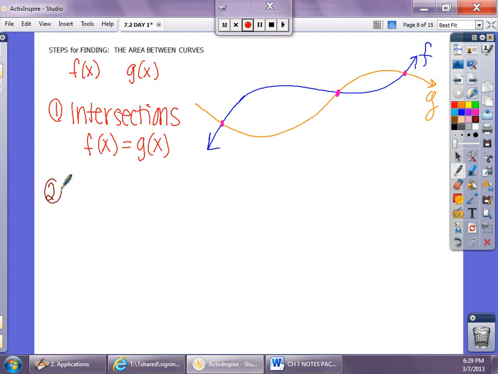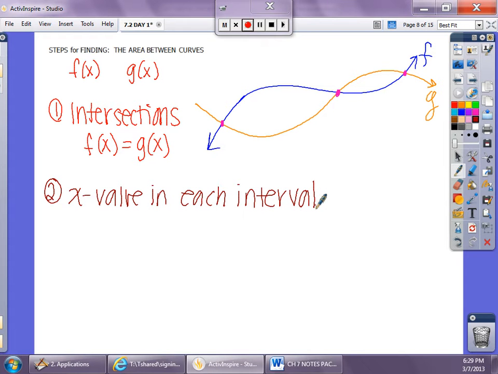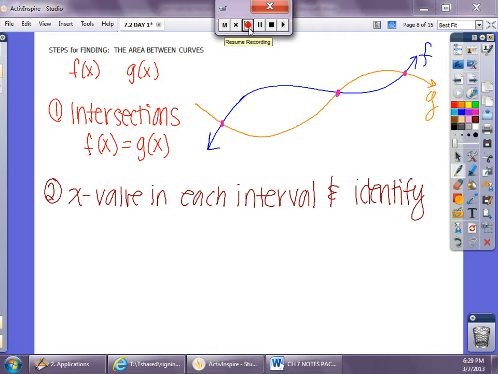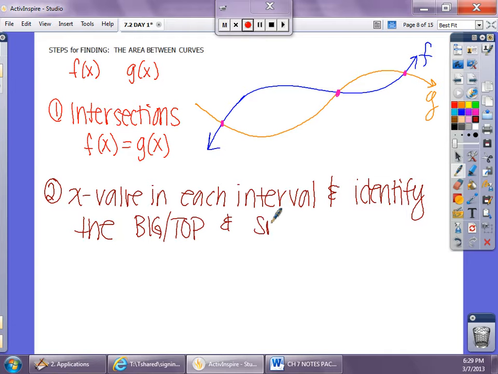Now, the second part you're going to do, once you find your intersections, is make a kind of sign chart, where you find an x value in each interval and identify the big and small functions. So in this case, you can say big or top, and small, which in this case is the bottom function.